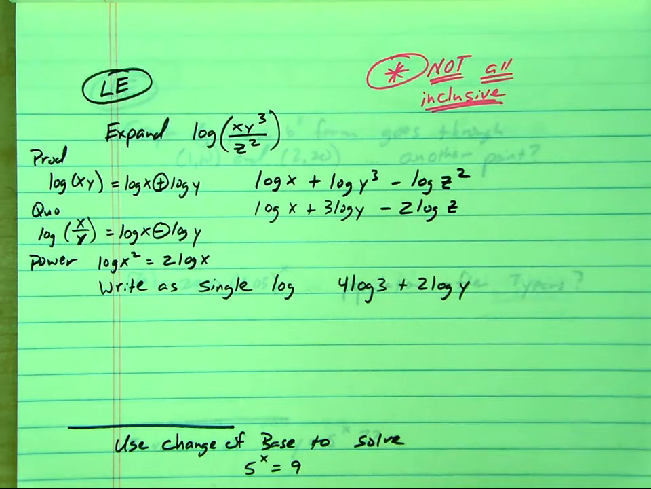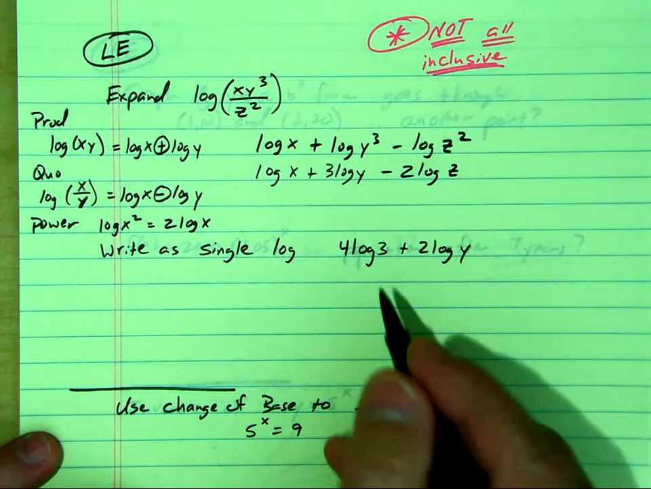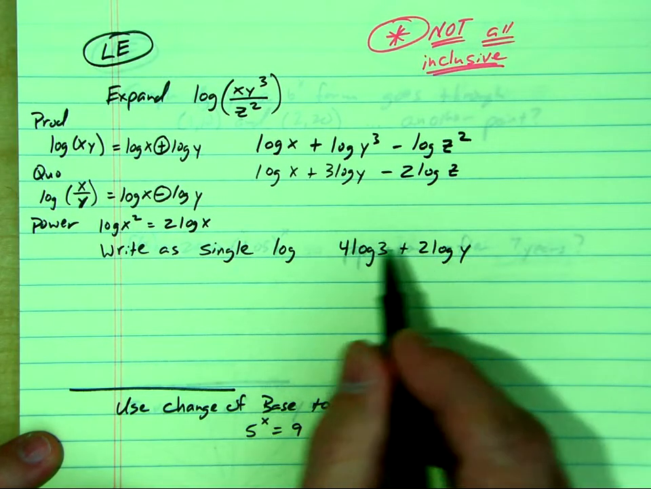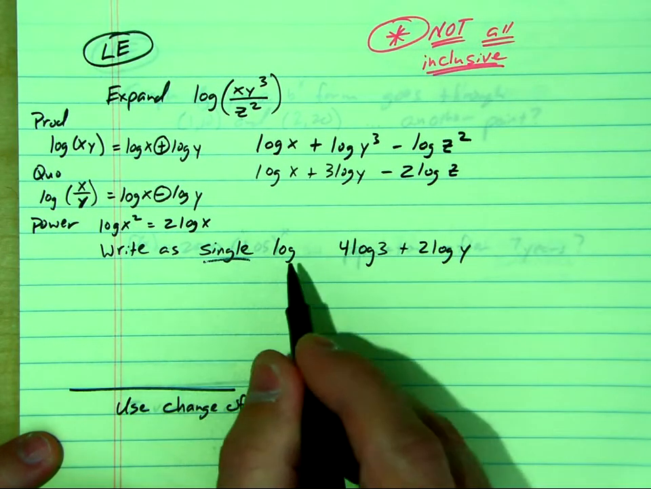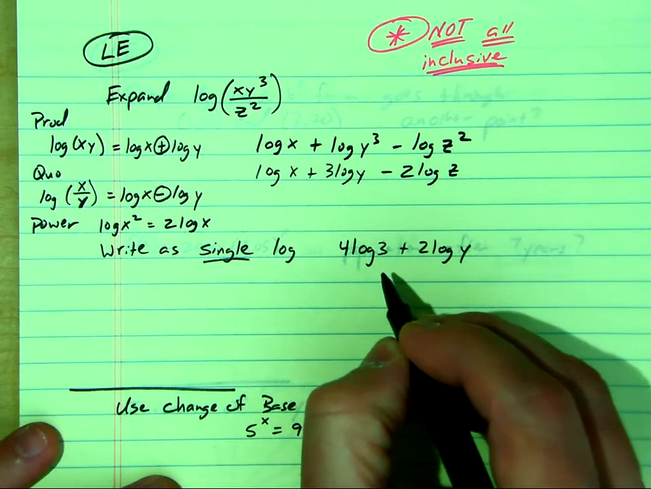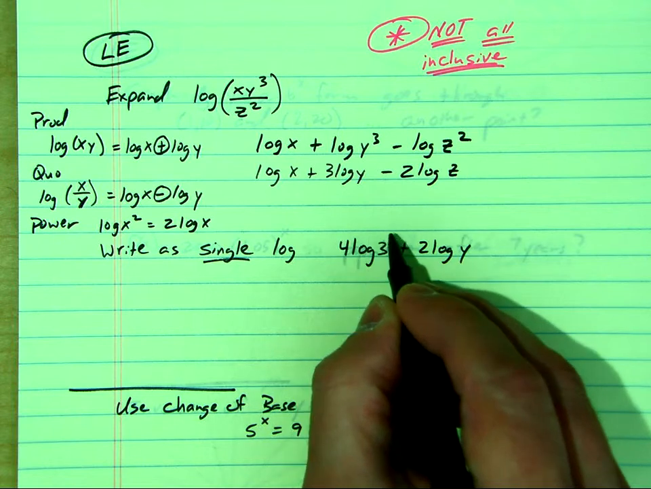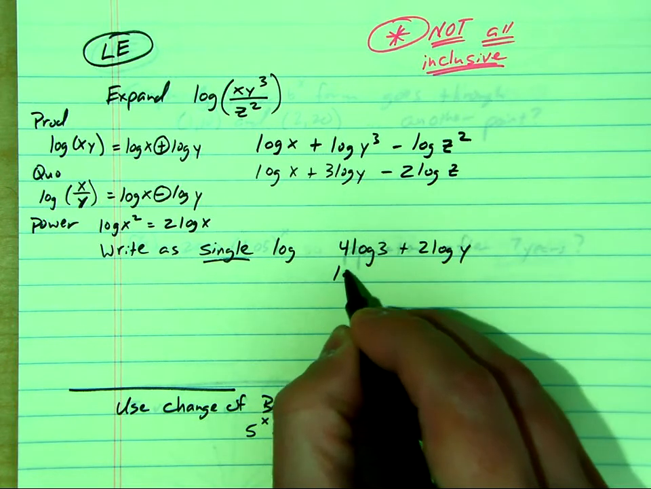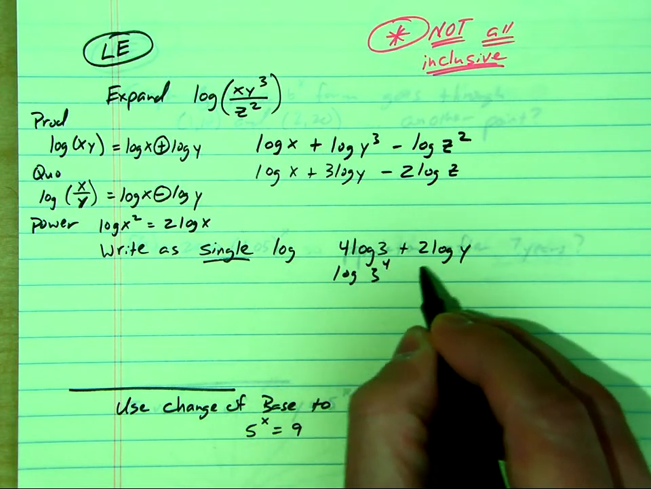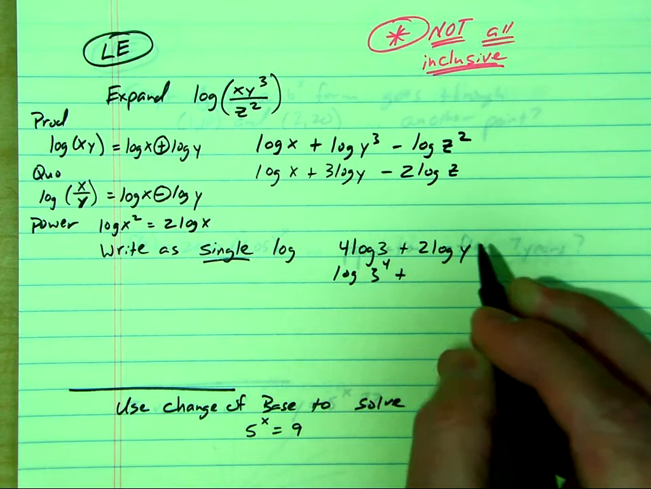Very good. Okay, let's do those same properties but in reverse. I'm going to condense this down to a single logarithm. When I say condense or compress it down, it's down to a single logarithm. So let's go opposite the power property. Where does that 4 go? Exponent, right? It becomes log 3 to the 4th. And how about this one? Let's say plus what? Log y squared.